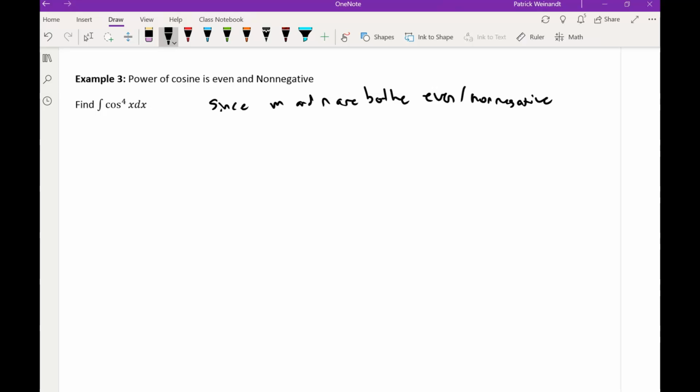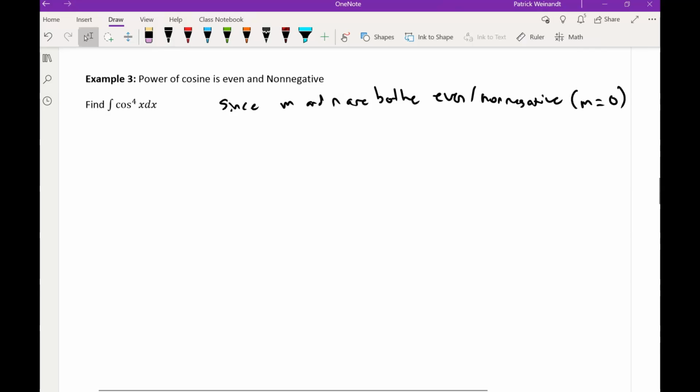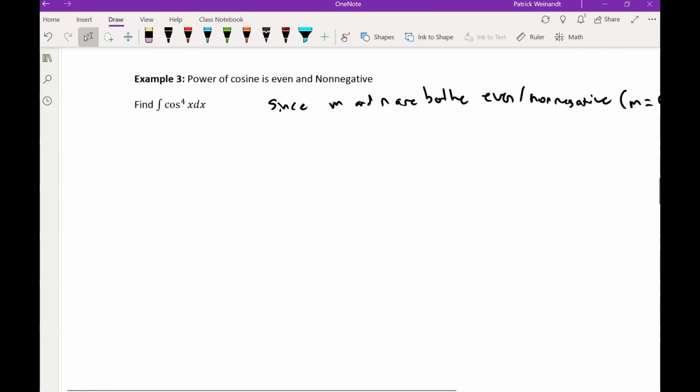and you might be thinking, well, m doesn't exist. There is no exponent for sine. Technically there is. That value for m is technically what? 0. And 0 is an even number. It's not positive or negative. It's just non-negative, and it is even. So since both m and n are even and non-negative, we can replace, basically we're going to use those half angle identities.